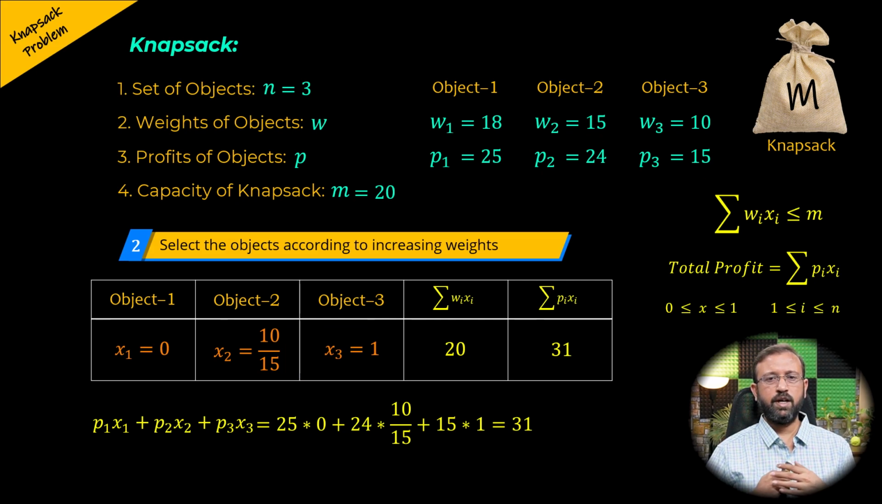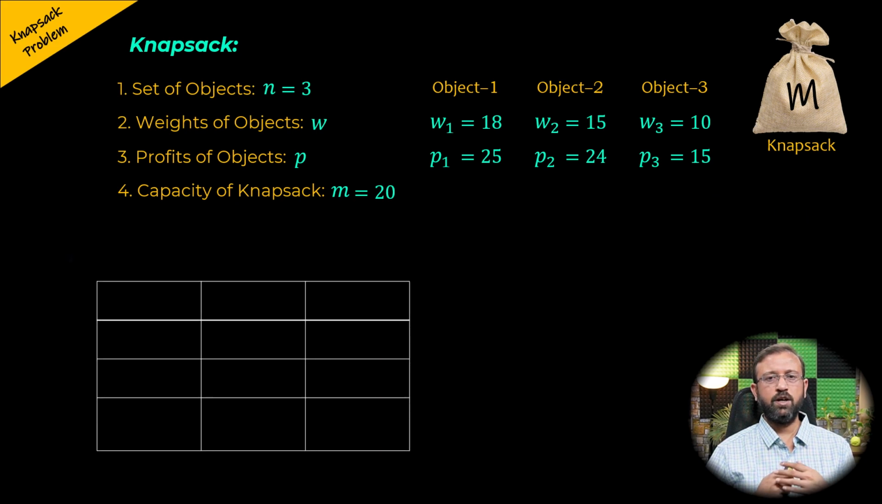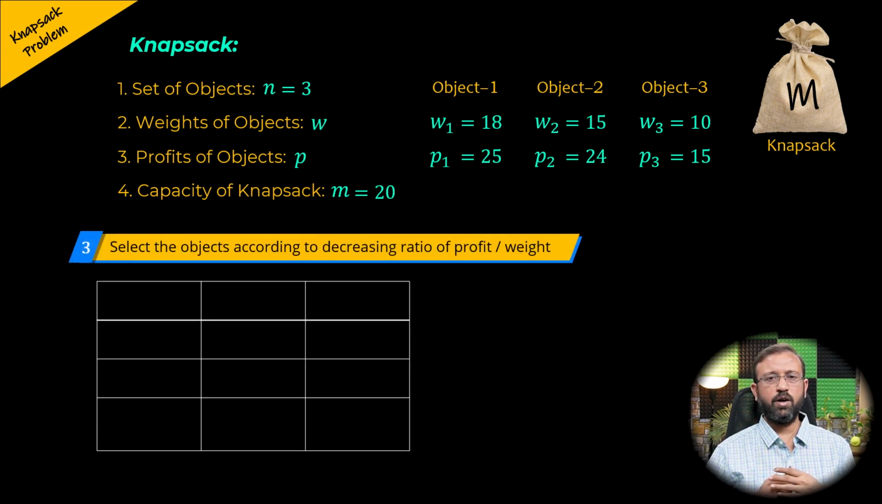Even now, we cannot say that the feasible solution which gives the profit of 31 is the optimal solution because there may be numerous feasible solutions. Therefore, we will look at another greedy approach which gives us the maximum profit. We will use the greedy strategy of selecting the objects according to decreasing ratio of profit by weight. Therefore, for all the objects, we will compute profit per unit weight, that is, the ratio of profit by weight.